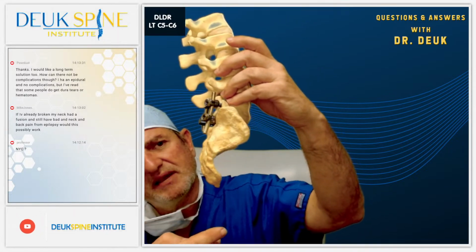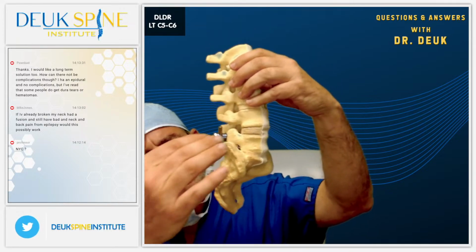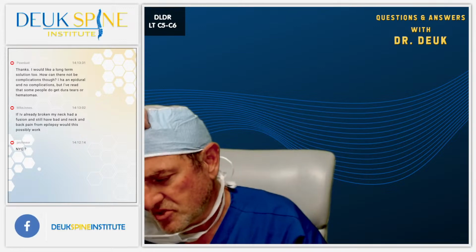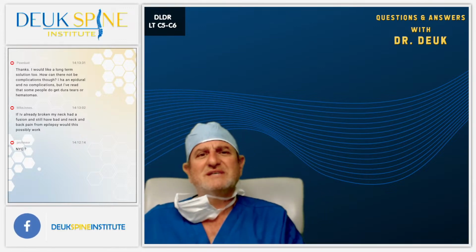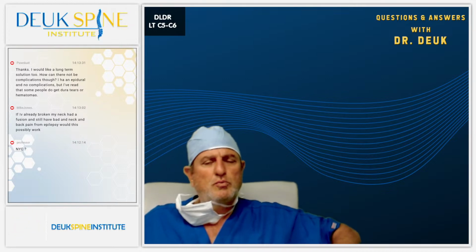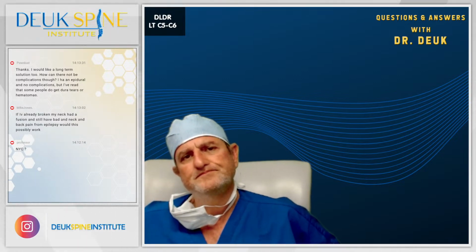That's adjacent segment disease, okay? So pain from the SI joints, pain from the disc, pain from the facets. The treatment depends on the source of pain. If it's SI joints, it's Duke plasma rhizotomy. If it's facets, it's Duke plasma rhizotomy. And if it's the disc, it's Duke laser disc repair.